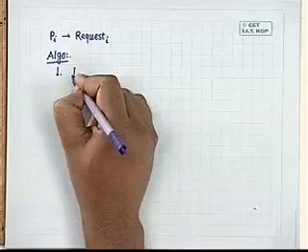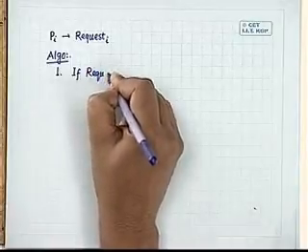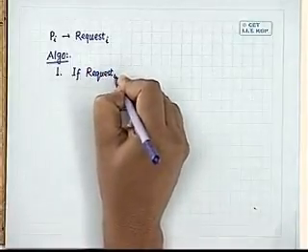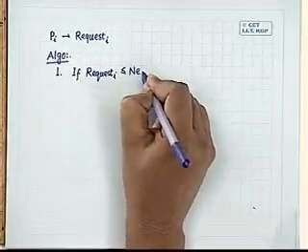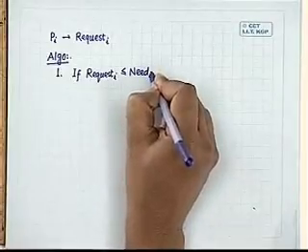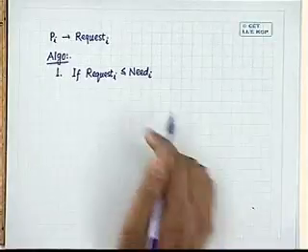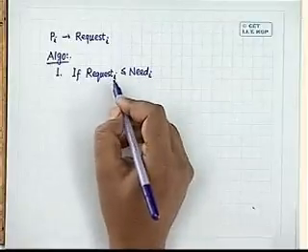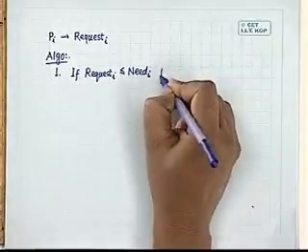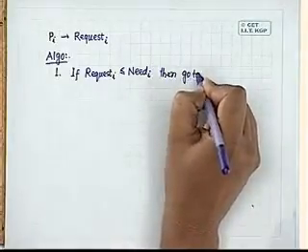So the first thing that has to be checked is whether request i is less than or equal to need i. When I say need i, that means it is the ith row in the matrix need. So if request i is less than or equal to need i, then only we can process this request. So we'll say that then go to step 2.